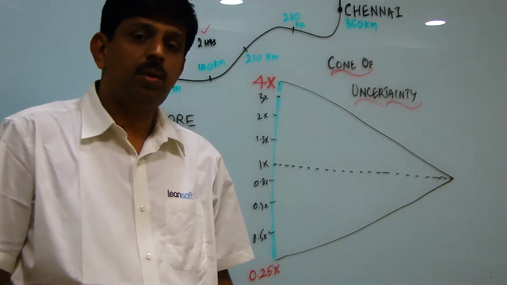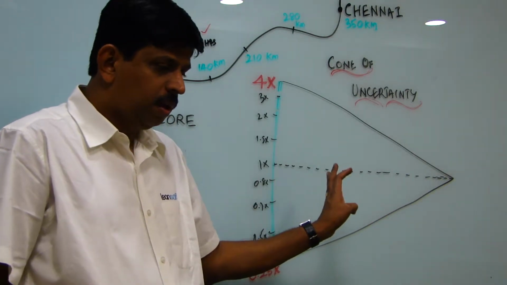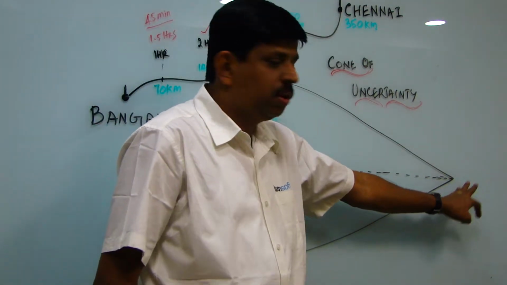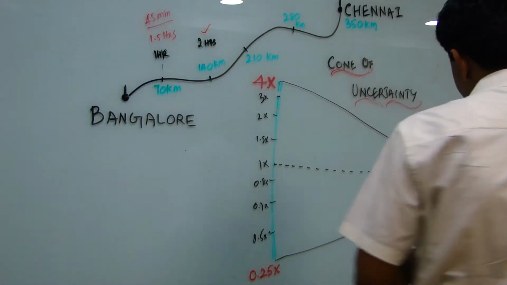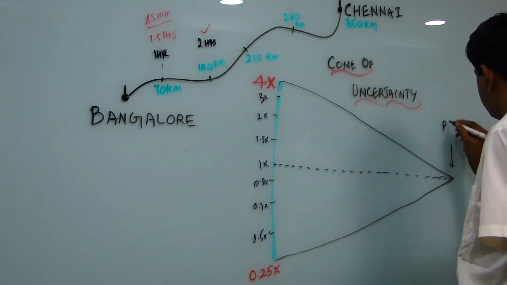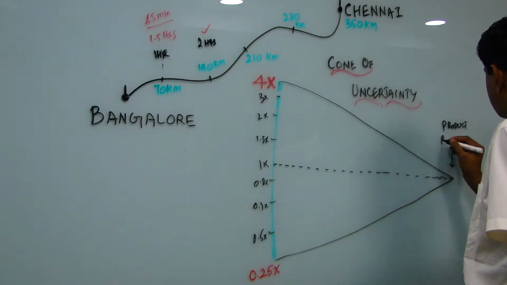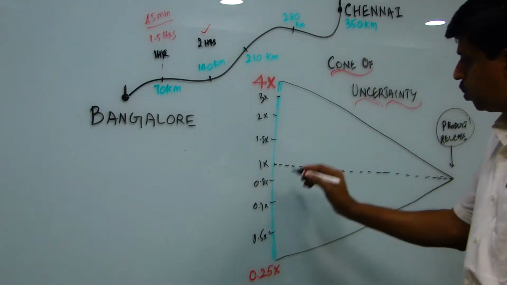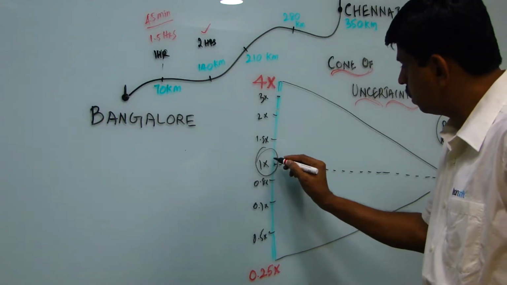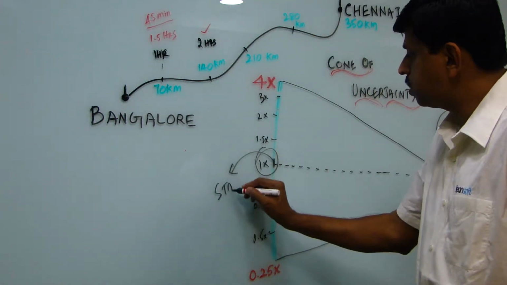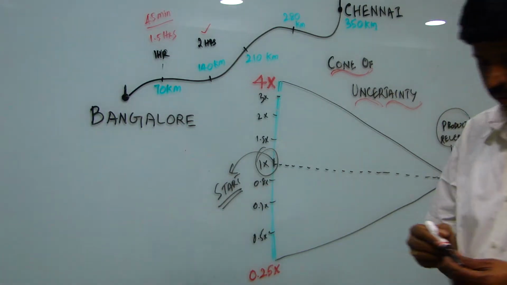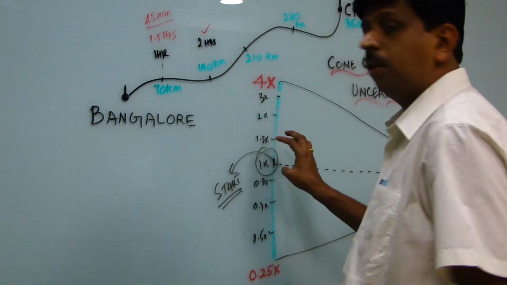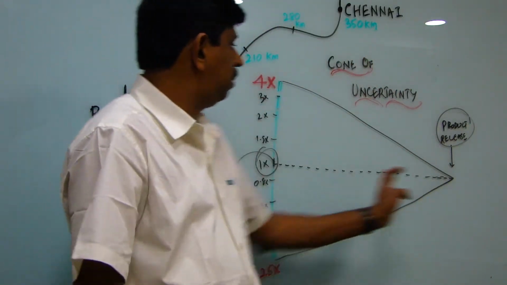Let's talk about the cone of uncertainty. This is the destination, where you release a product, the product release. And this is the start of the project. What can happen in our estimation at the start of the project, which has to be released by X time?